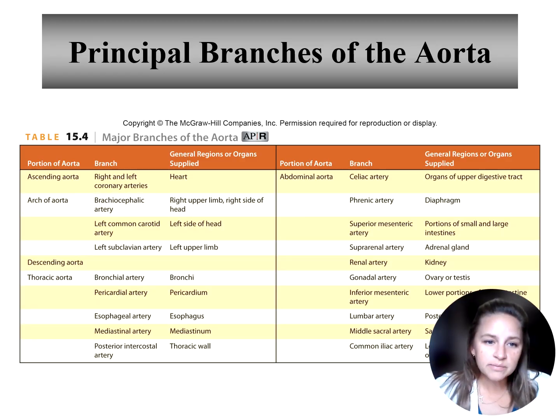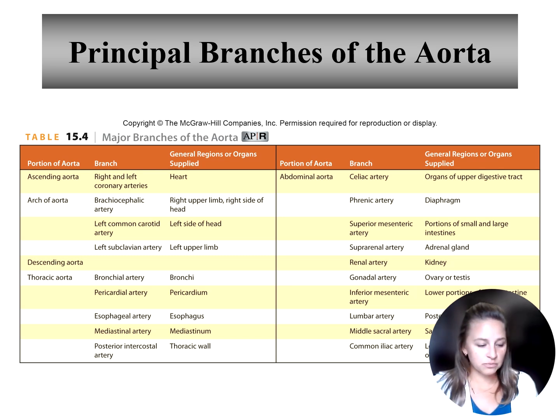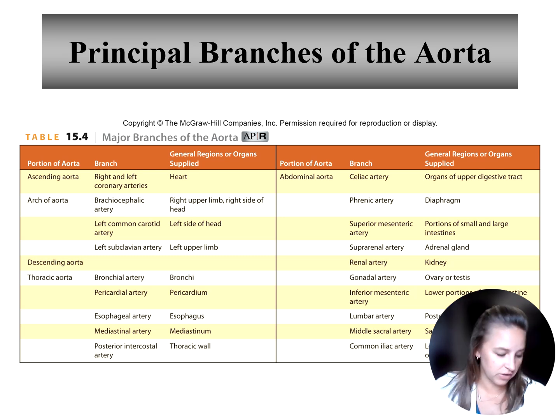So these are the principal branches of the aorta. Again, this is the major artery leaving the heart. There's the ascending aorta, the arch of the aorta, the descending aorta, and the thoracic aorta. So throughout these, this is the oxygenated blood leaving the heart, going to all of the systems. Also the abdominal aorta. I'm not sure if I said that, but we're going to see each of these. We're going to see where everything goes.